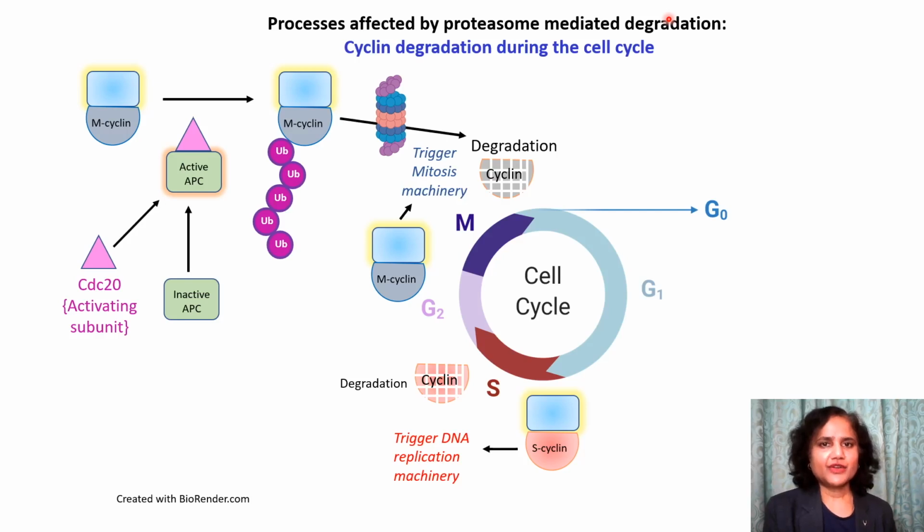Upon inactivation of the mitotic cyclin, protein phosphorylation reduces. The CDK can no longer phosphorylate its targets, and this also allows certain phosphatases present in the cell to dephosphorylate the targets of mCDK, which is also required for the exit from mitosis and also for cytokinesis.